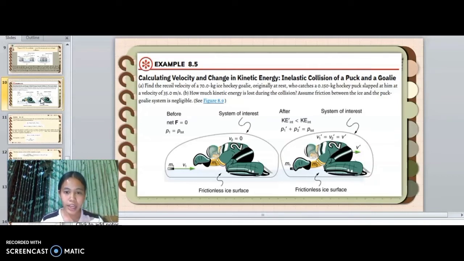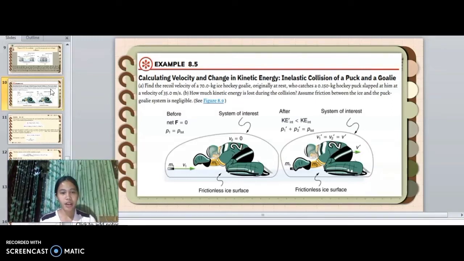We are going to calculate the velocity and change in kinetic energy in an inelastic collision of a puck and a goalie. A, find the recoil velocity of a 70-kilogram ice hockey goalie originally at rest, who catches a 0.150-kilogram hockey puck slapped at him at a velocity of 35 meters per second. Under B, how much kinetic energy is lost during the collision. Assume friction between the ice and the puck-goalie system is negligible.